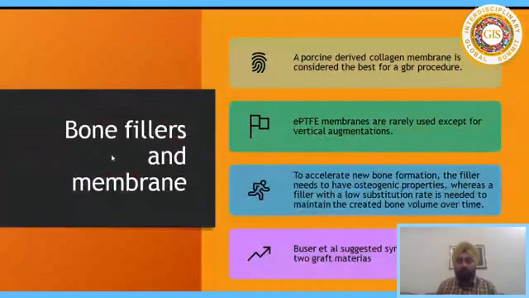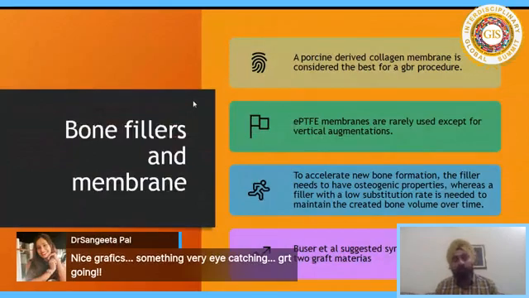Bone fillers and membrane. We usually use a porcine derived collagen membrane, and it is considered the best for a GBR procedure. The EPTFE membranes, as we already discussed, are rarely used except for vertical augmentations. Titanium reinforced membranes also are used.